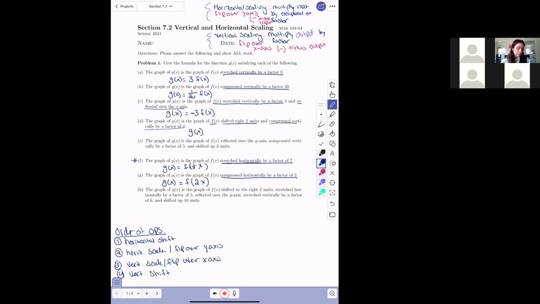Okay, so going back to D, first we're shifting to the right 2 units. So we'll have f of, when we shift to the right, we're going to have x minus 2. And then we compress vertically by a factor of 4. So we take this entire thing, f of x minus 2, and we multiply that by 1 over 4. Okay, any questions on that one, or the order of operations of how we have to go about it when we have multiple things happening?